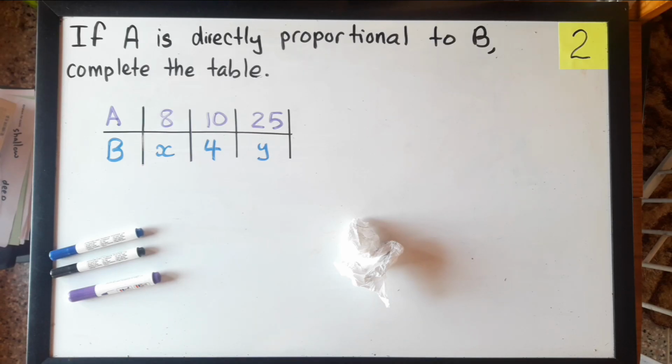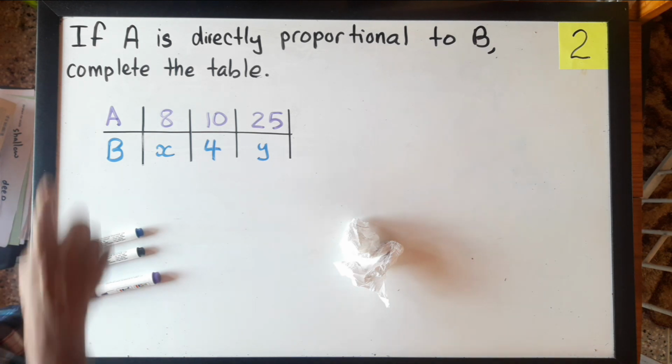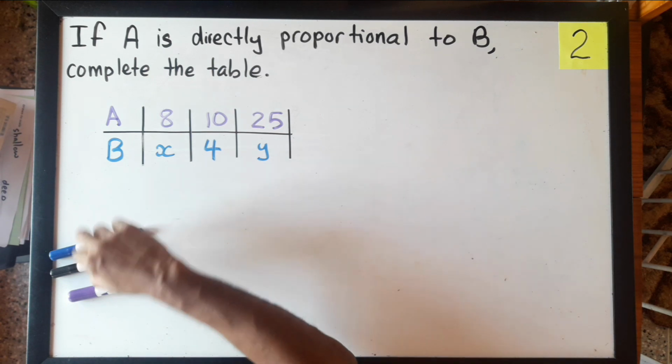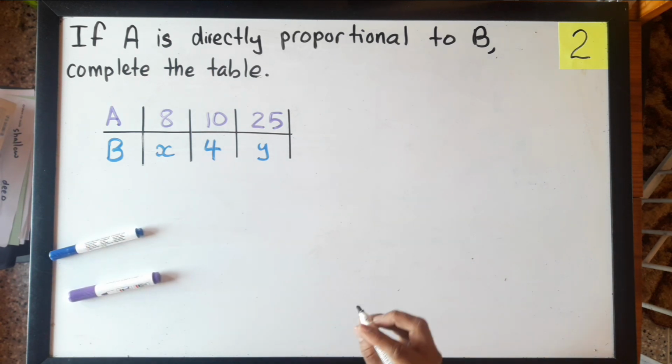Alright, so question 2 is a directly proportional type of question. If you've never seen a question like this before, don't worry. I'm going to try my best to explain it from scratch. Here we have a statement: A is directly proportional to B.